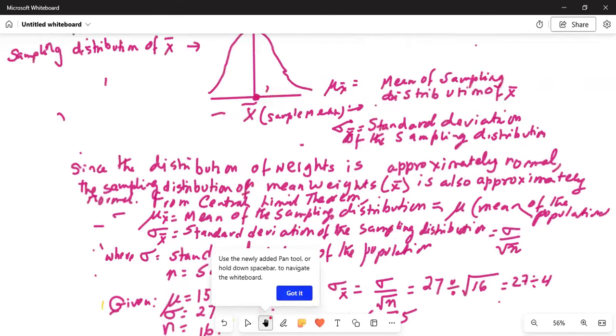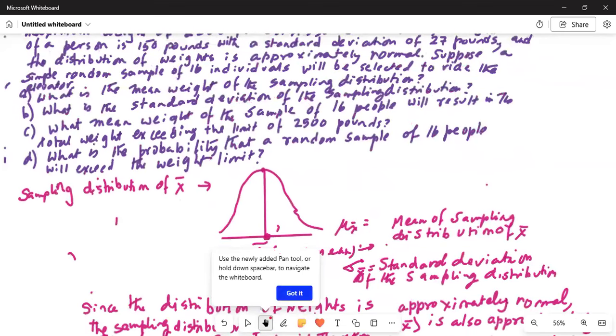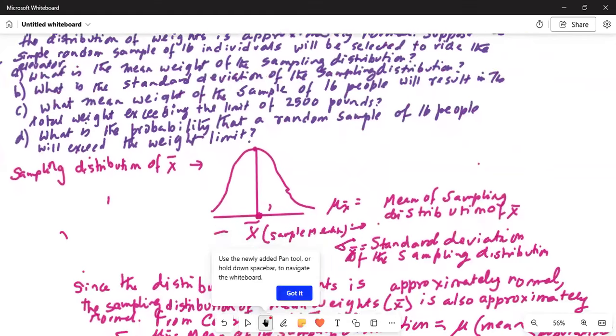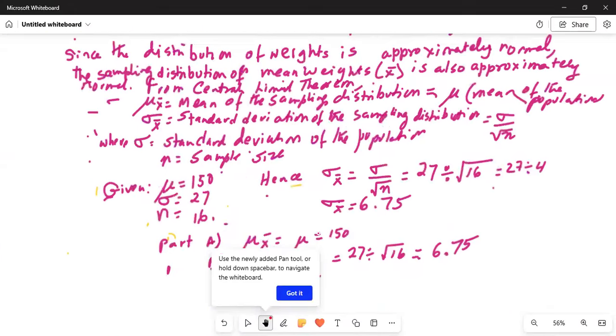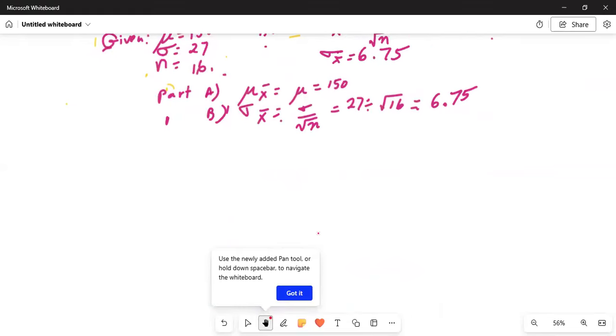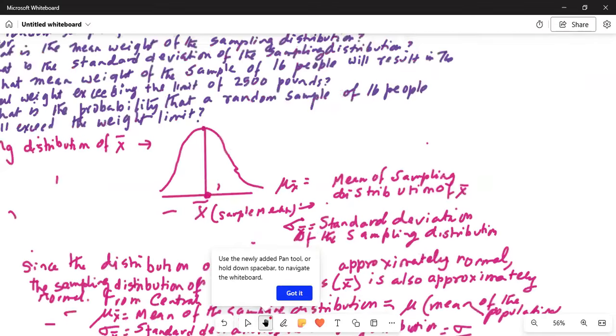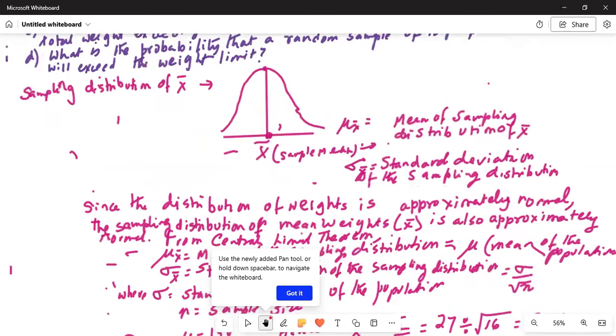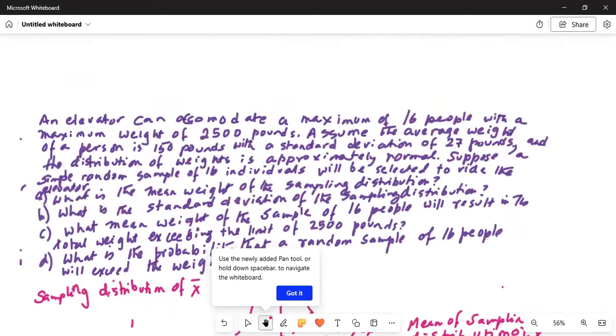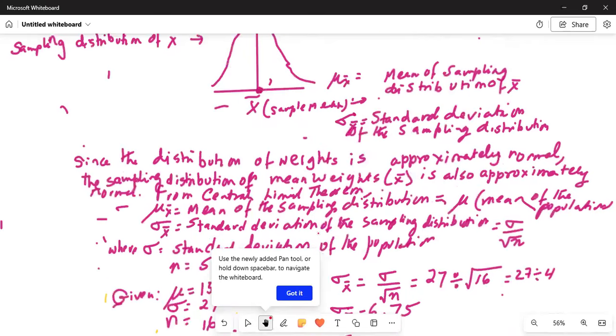Now let's go to part C. What does part C say? What mean weight of the sample of 16 people will result in the total weight exceeding the limit of 2,500 pounds? Because an elevator can support a maximum of 2,500 pounds.